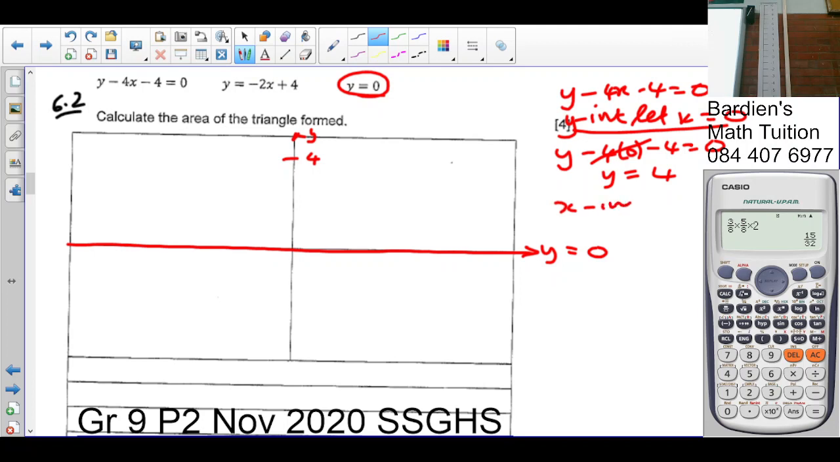Then, x-intercept. What do you do for x-intercept? Let y equal to 0. So 0 is equal to 0 minus 4, x minus 4 is equal to 0. So x is equal to minus 1. If I draw that graph, that is that graph.